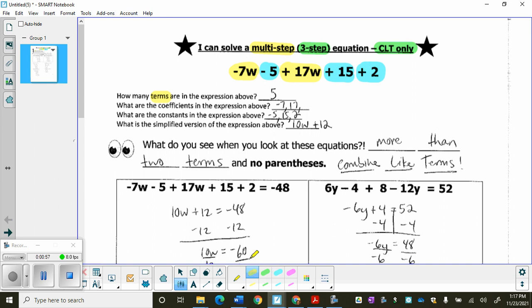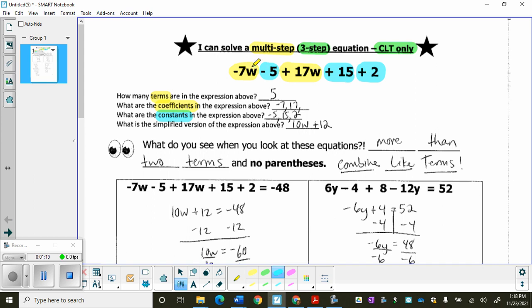Now in yellow, my coefficients are going to be the numbers that are right in front of the letters. So I've got a -7 and a 17. Those are my coefficients, a -7 and a 17. Now the constants are the numbers all by themselves, which was the -5, the +15, and the 2.